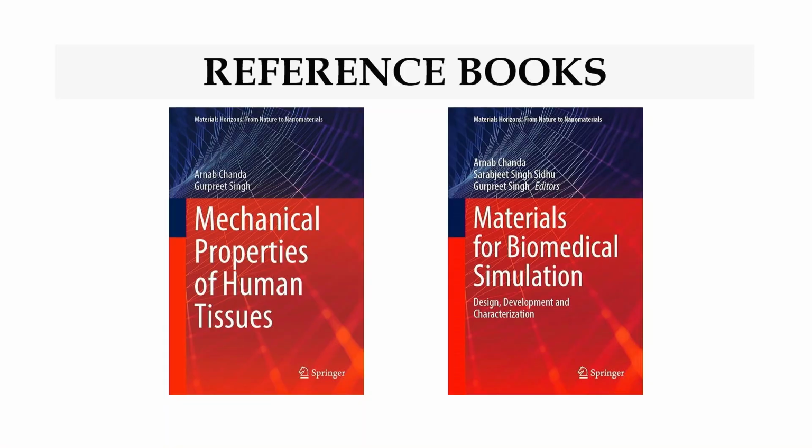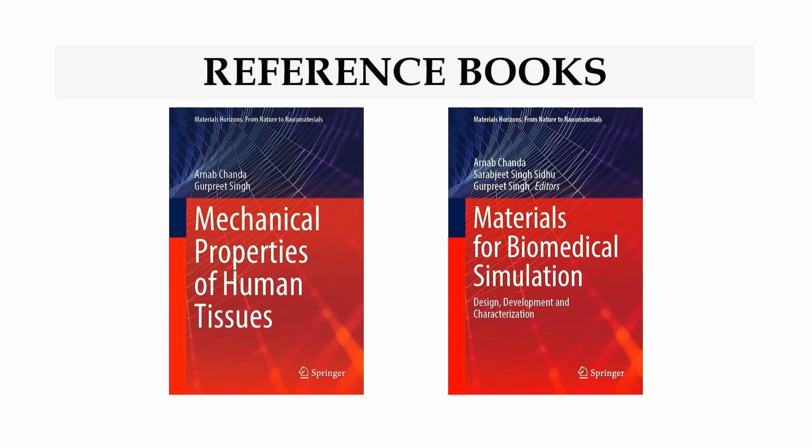All this information you can find in this first book, Mechanical Properties of Human Tissues, and this is already available with Springer, with all these detailed properties. Also there is a review paper on which this book was originally based, that will also have the properties. Another book, Materials for Biomedical Simulation, also has adaptations of such properties, right?